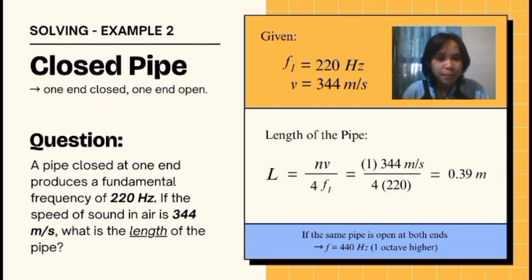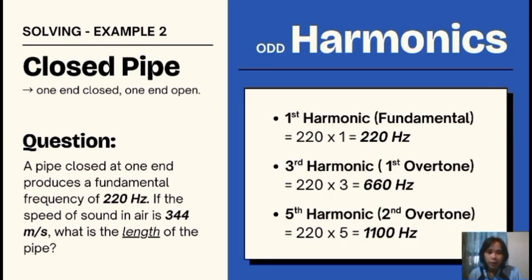So if the same pipe is open at both ends, 440 hertz is the answer for the fundamental frequency. And I will explain that on the next slide. So if we talk about closed pipes, odd harmonics are present. So the first, third, and fifth harmonic.